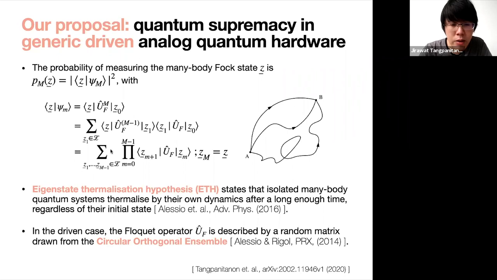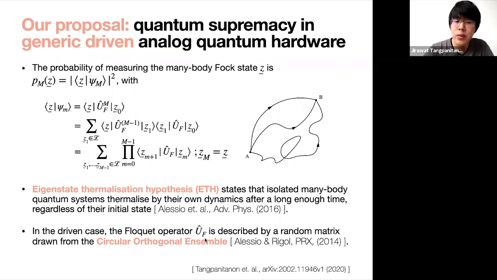Now the next ingredient in our proposal is the eigenstate thermalization hypothesis, which states that a generic isolated many-body quantum system would thermalize by its own dynamics after a long enough time, regardless of its initial state. Thermalization, in this sense, means that every observable that you make can be calculated from a microcanonical ensemble. Now, in the driven case, it has been shown that these Floquet operators can be thought of as an instance of a random matrix drawn from what is known as the circular orthogonal ensemble.